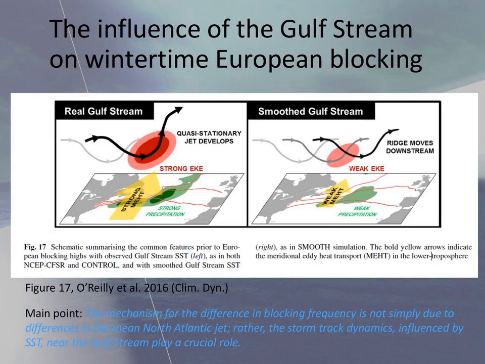Another key feature: we talk about precipitation quite a bit, but there's also the influence of blocking highs and blocking patterns in the atmosphere, which can actually suppress precipitation in certain parts of the mid-latitudes. And there's a really nice recent paper, O'Reilly 2016, that was looking at the influence of the Gulf Stream on setting the wintertime blocking of the European continent.